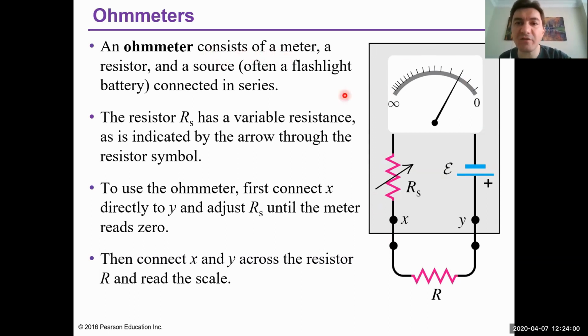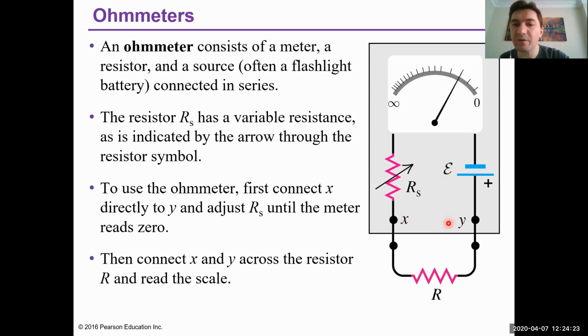It consists of a meter. This is the galvanometer, a resistor here, and a source. Here we have an EMF source, often a flashlight battery. They are connected in series. So the resistor, galvanometer, and battery are connected in series.